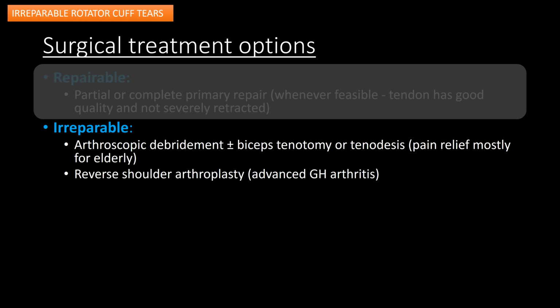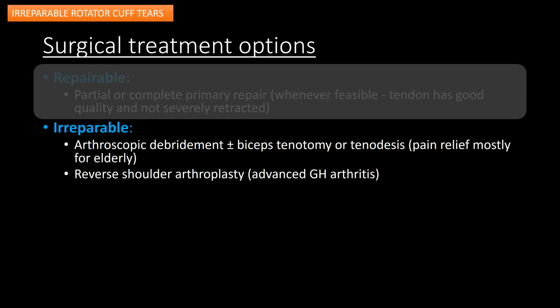There are different surgical options starting from debridement mainly for pain relief, with option of adding biceps tenotomy or tenodesis. This option is usually just for improving function, mainly for more elderly patients when more limited function outcome is acceptable.